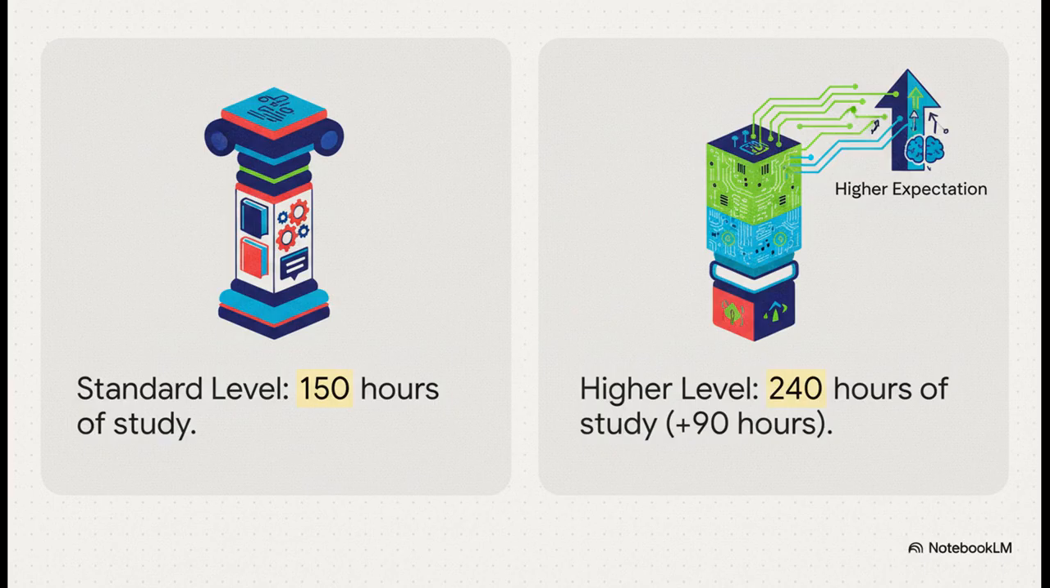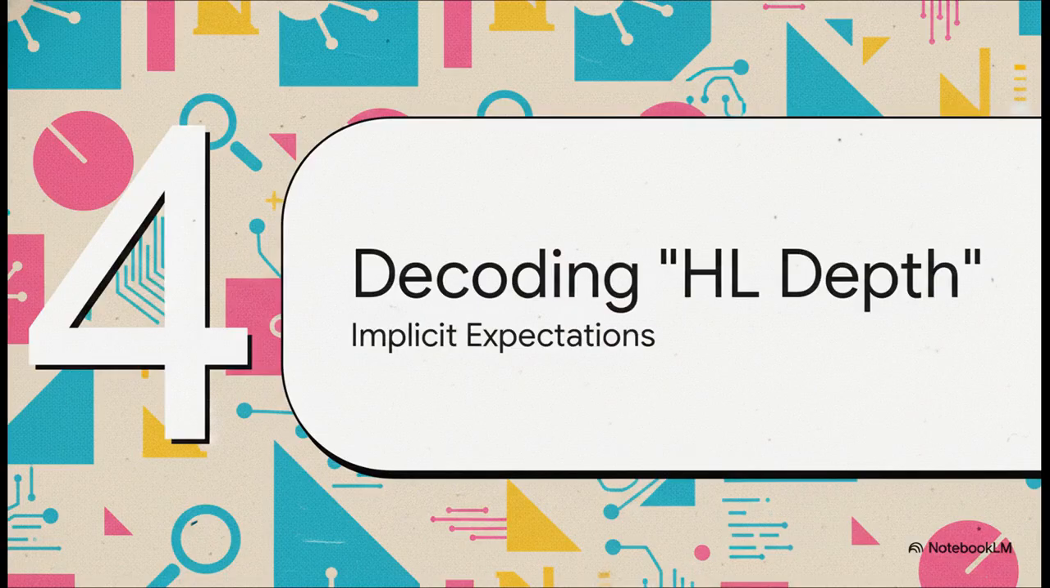Now, that difference in weighting makes perfect sense when you see this. We're talking 150 hours for SL versus 240 for HL. That is a massive 90 extra hours of learning. And you've got to know, those hours aren't just filler. You're diving into much more complex topics. So naturally, after all that extra work, the expectation for what you can produce is just going to be higher. So let's try to decode what this HL depth really means in practice.